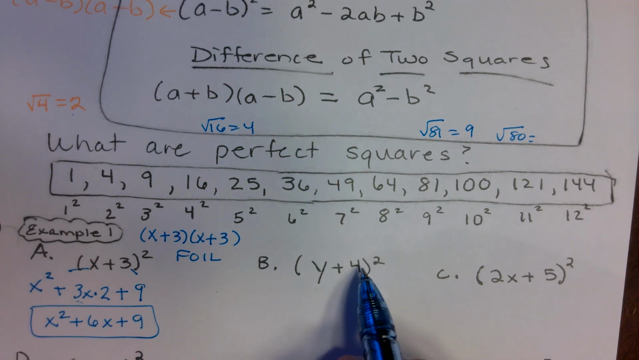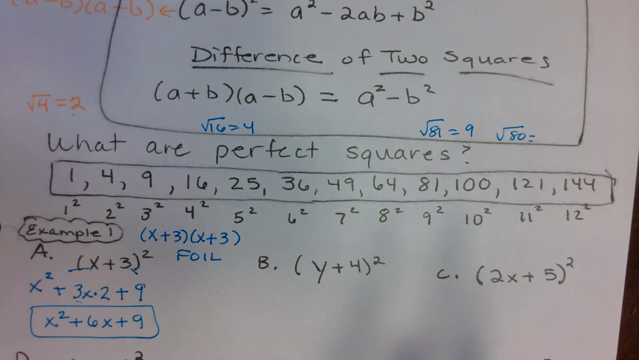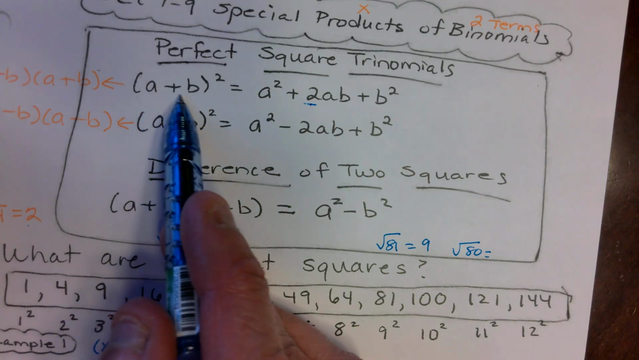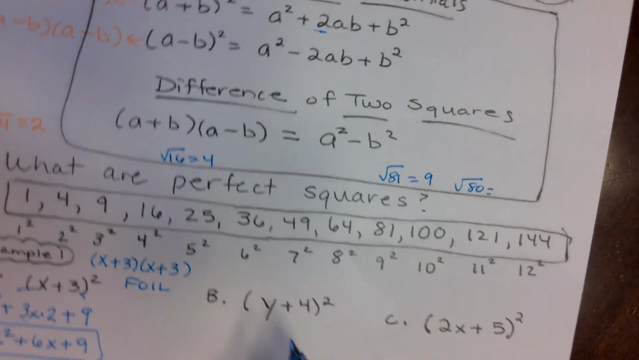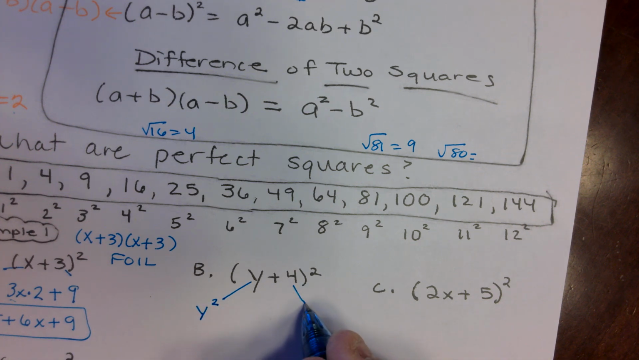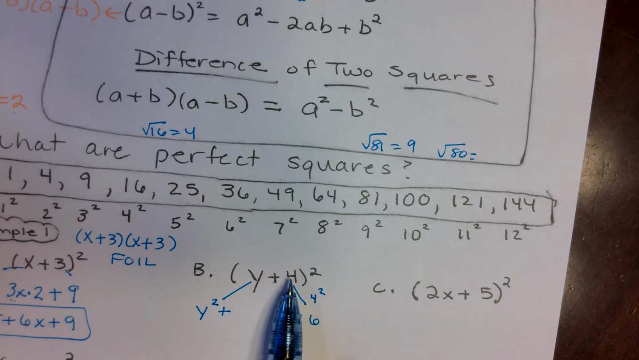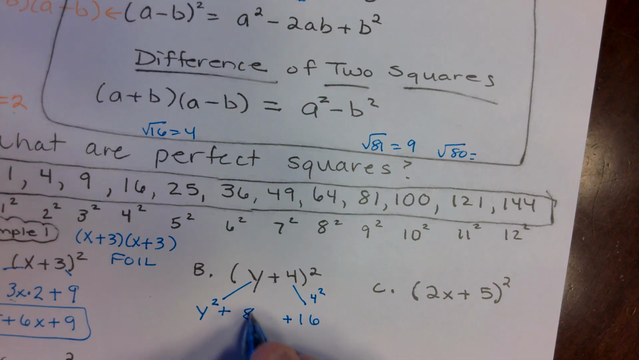Again, which one does it look like? It looks like this one on top. Okay, so what did we do? We took the first term and squared it, y squared. We took the last term and squared it, 16. It's positive. Put in your bumpers of positives. Now, 4 times y, 4y, times 2, 8y.